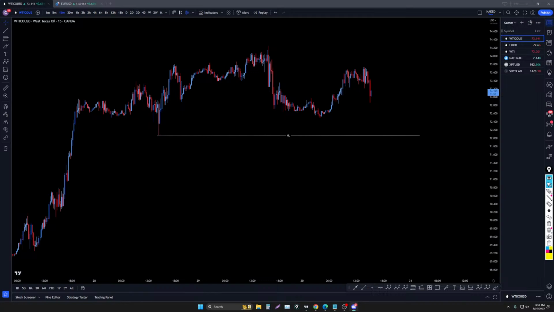Let me check Discord to see what's going on here. Yeah, we're going to look at Bitcoin for Lou. So let me BTC. And we're going to check out the US 30 for Mr. Wolf.